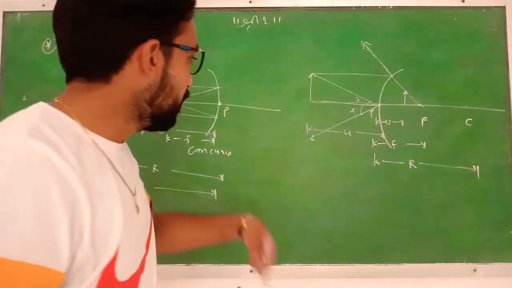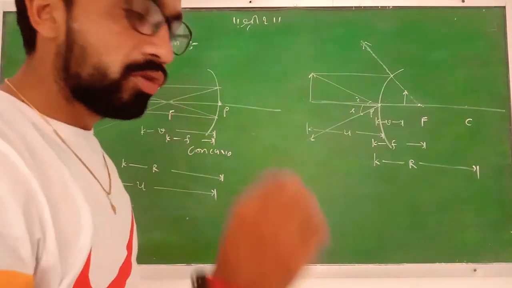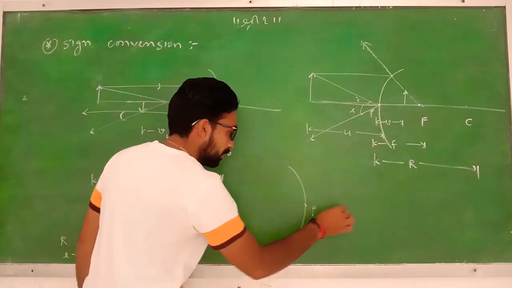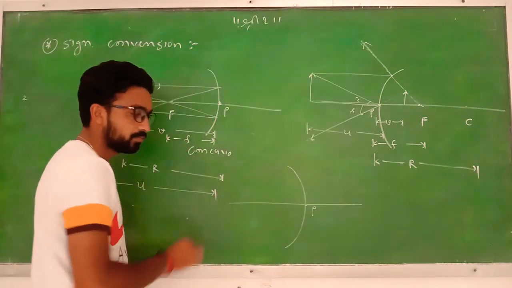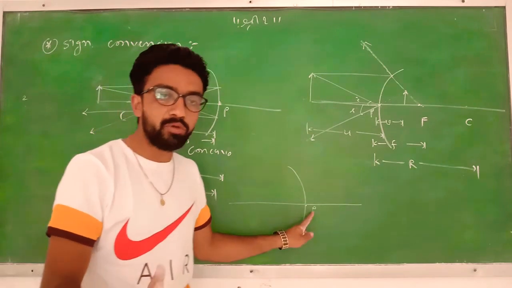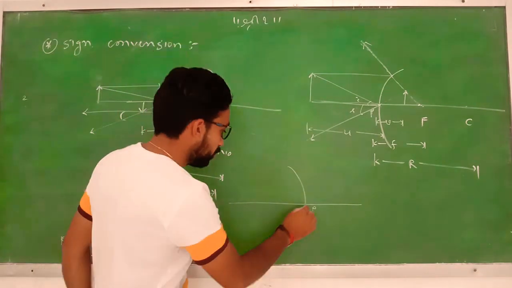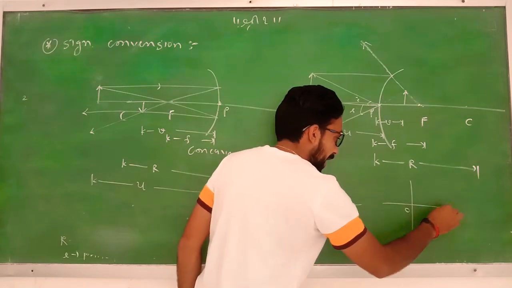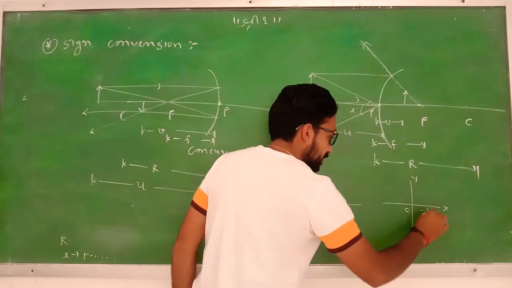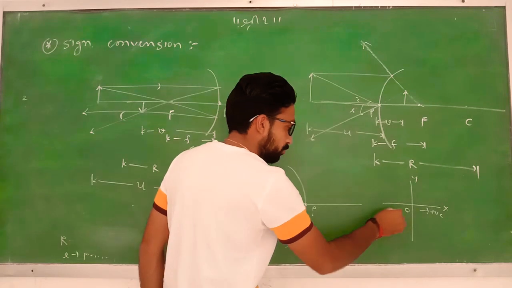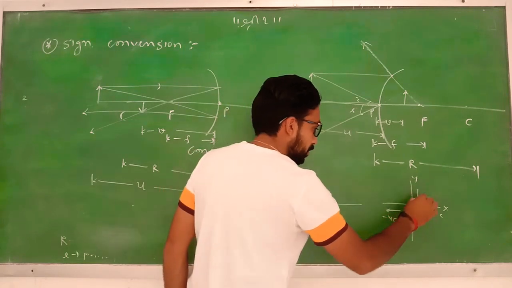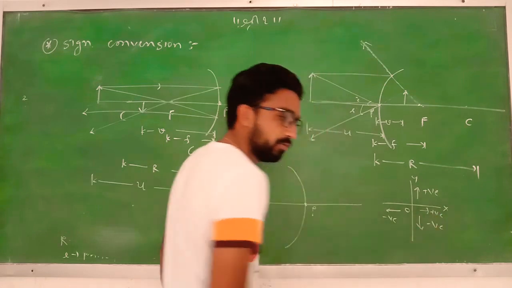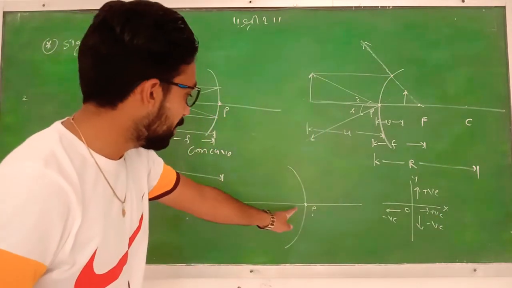Okay, so now we apply the sign conventions. For the sign convention, remember this is the pole, and this is the principal axis. The pole is taken as the origin. For the Cartesian system, this is the origin, x-axis and y-axis. In this direction all distances are positive, and here all distances are negative. On the upper side all distances are positive, and below all distances are negative. The same logic can be applied here.